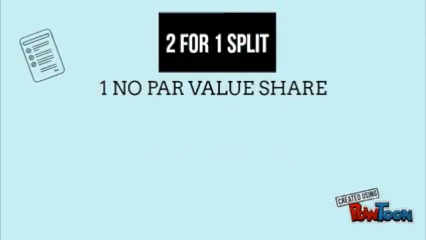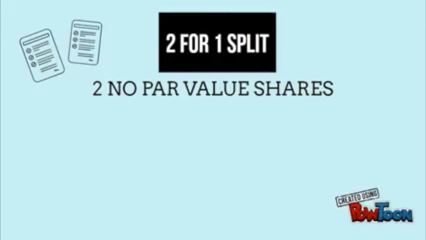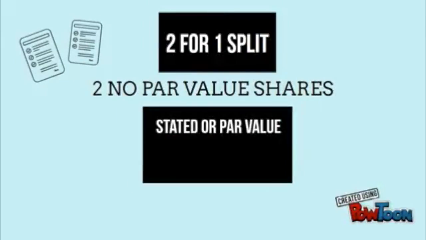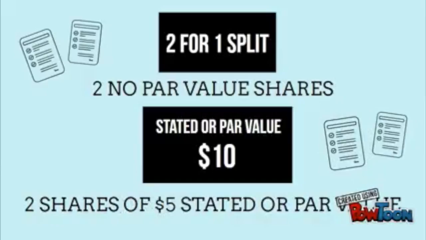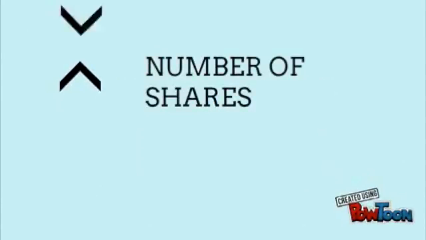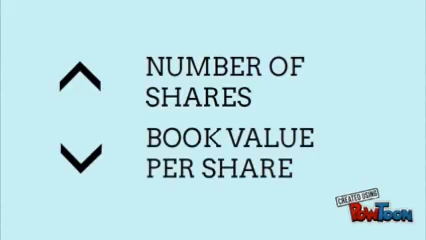For example, in a 2-for-1 split, one no par value share is exchanged for 2 no par value shares. If the shares have a stated or par value for say $10, then that one share of $10 stated or par value is exchanged for 2 shares of $5 stated or par value. A stock split only increases the number of shares and decreases the book value per share.